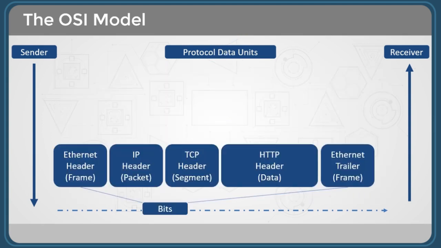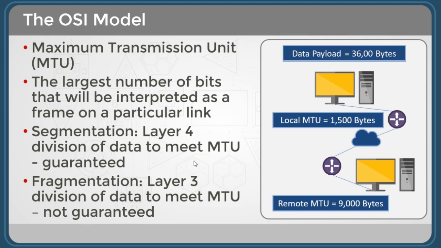To put it all together, HTTP data is placed within TCP segments, which are addressed with IP packets, which are then put on the wire using Ethernet frames. Now, don't confuse PDU with MTU, or maximum transmission unit. This is the bite-sized piece that a layer 2 network can support.